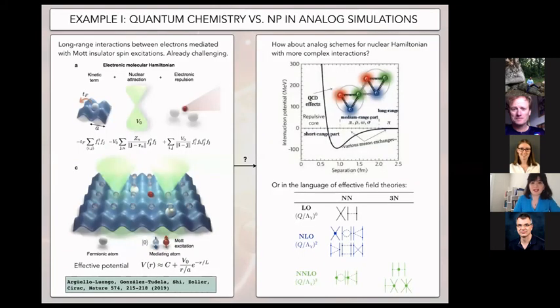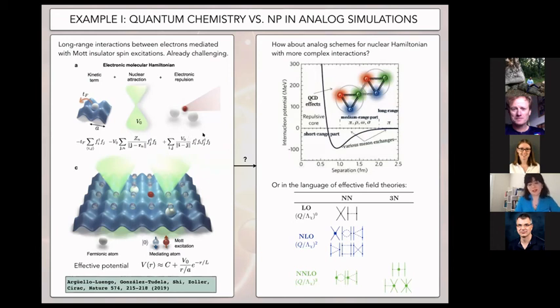This is an example from the analog simulations, where there are proposals for how to perform a quantum chemistry problem in an analog sense using three-dimensional trapped ion systems in optical lattices. In this case, the hard part is really engineering these long-range or Coulomb interactions between the electrons. There is this nice proposal by Peter Zoller and collaborators, which is already challenging. And if you ask experimentalists, they will tell you that this is still far away from being practical.